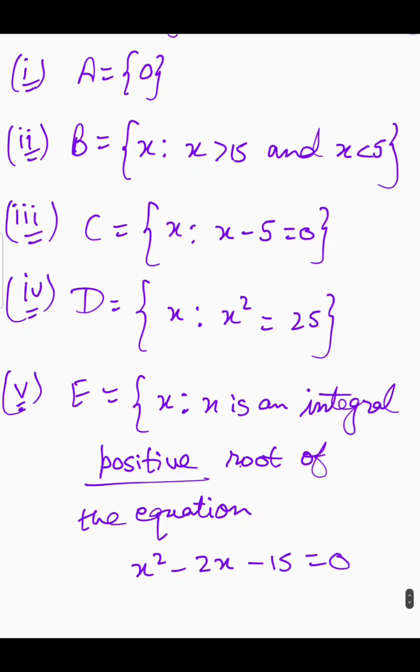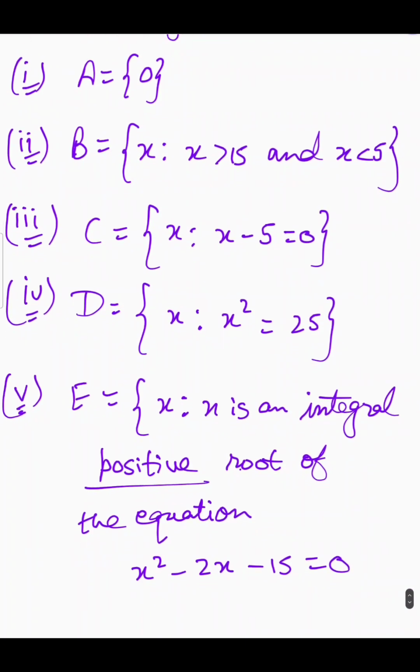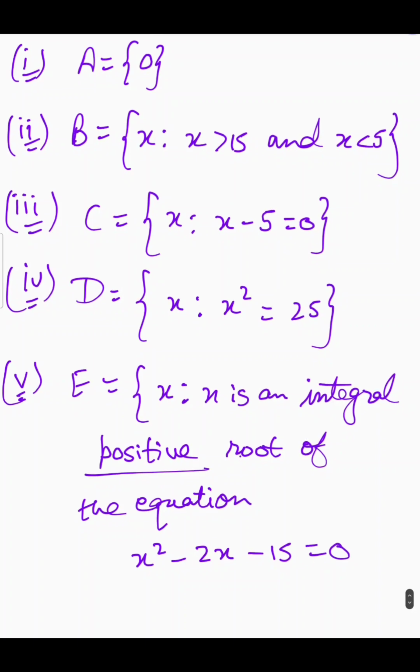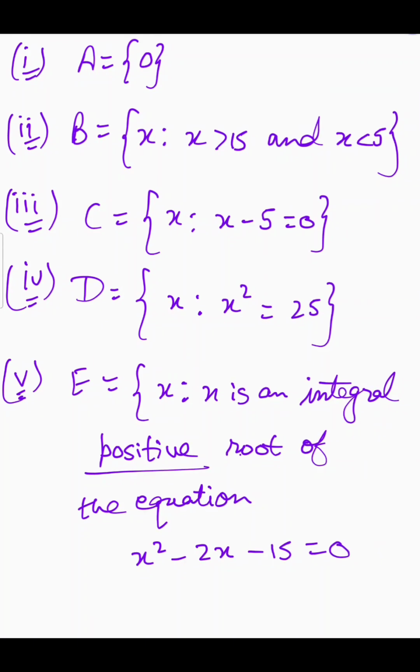So this is the question. Attempt this question, pausing the video, and then I will discuss the answer. I hope that you have done this. Let's discuss the answer. Here, x greater than 15 and x less than 5 in set B. Now, is there any number that is greater than 15 and less than 5? It's not possible, right? So, B is the empty set.